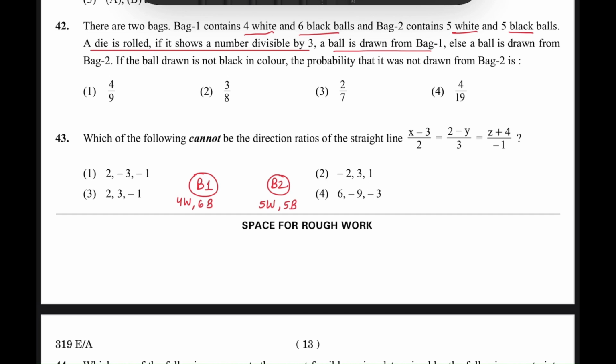So what is the probability of picking bag 1? So the number is divisible by 3. How many numbers are divisible by 3 if a die is rolled? You have just two favorable outcomes out of 6, 3 and 6. Else a ball is drawn from bag 2. So else means the rest of the 4 outcomes belong to bag 2.